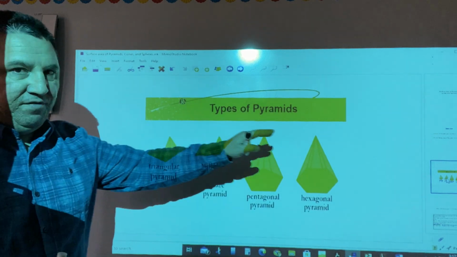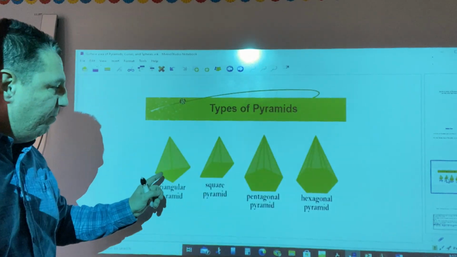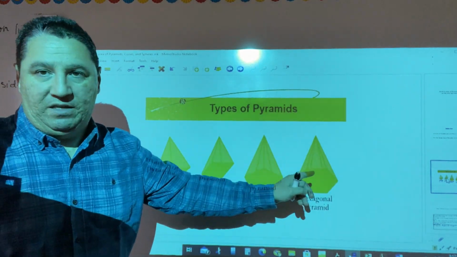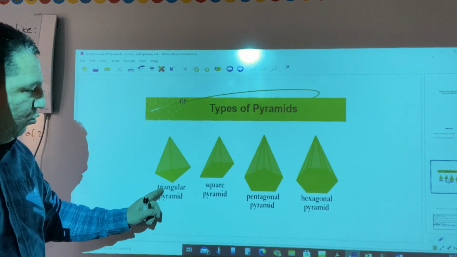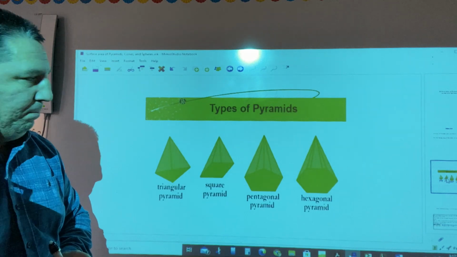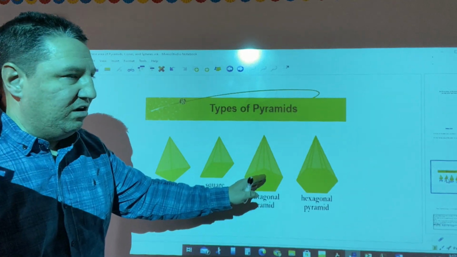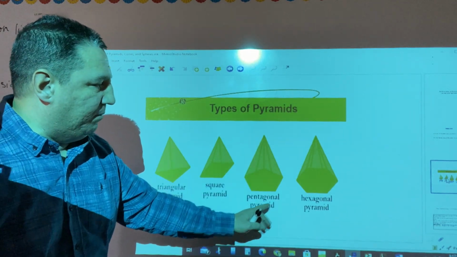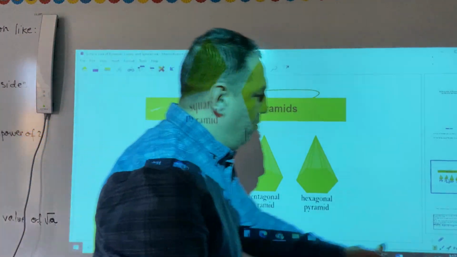The name of a pyramid is given by the name of its base. If it's a triangle, we say triangular pyramid. If it's a square, we call it a square pyramid. If it's a pentagon, we call it a pentagonal pyramid, and so on.